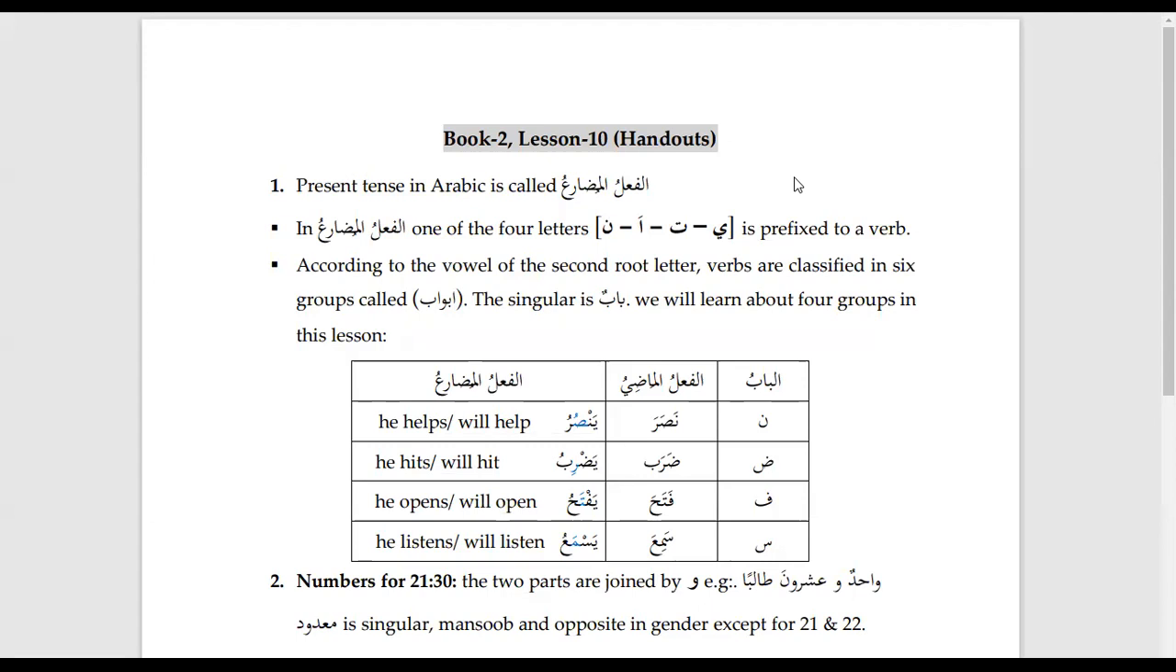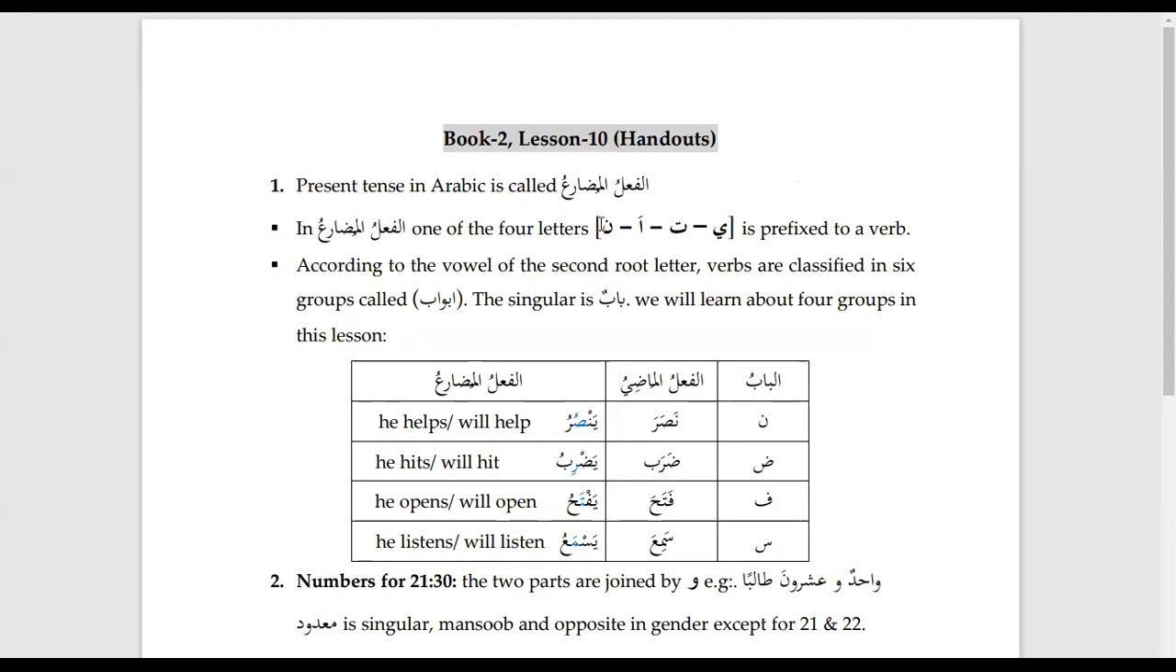Okay, present tense. How do we use the present tense, and how do we know that it's a present tense or past? It starts with one of these four letters: Noon, Alif, Ta, Ya.